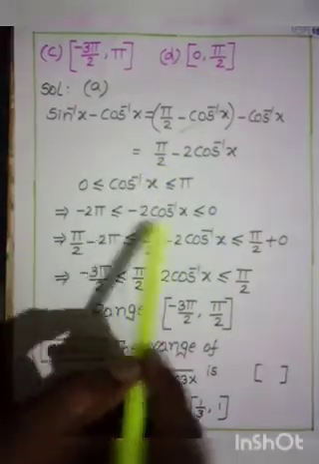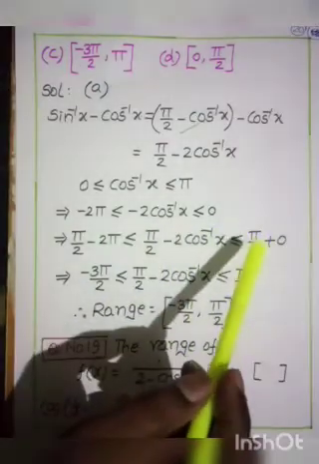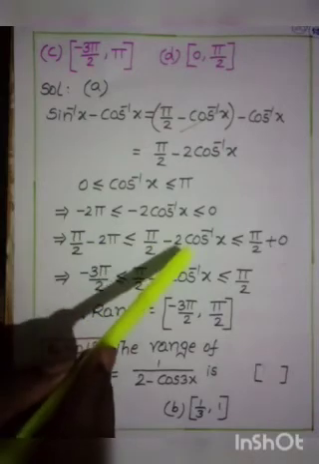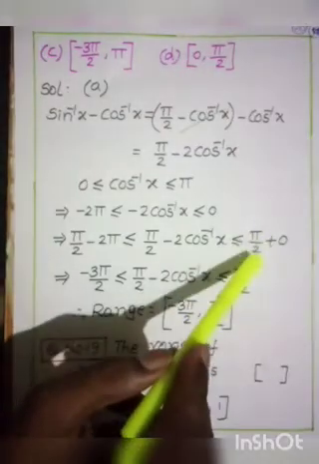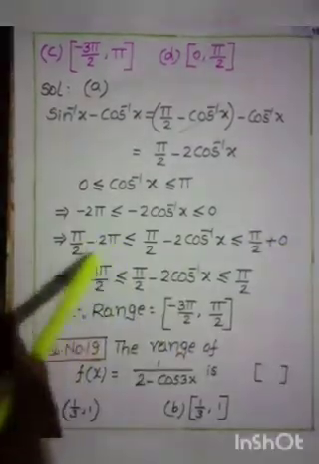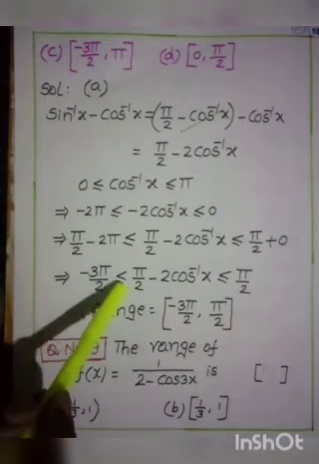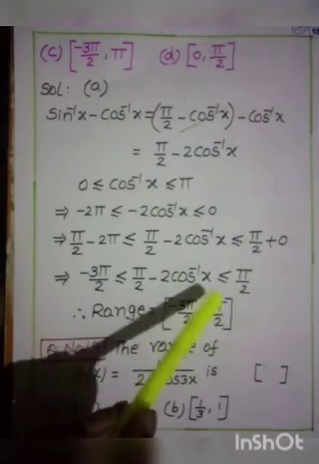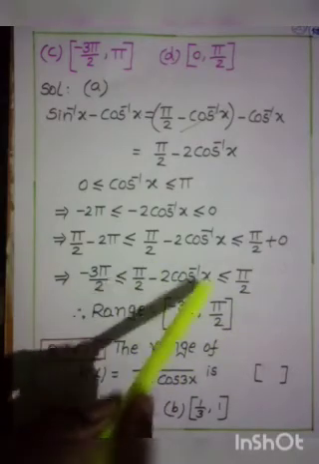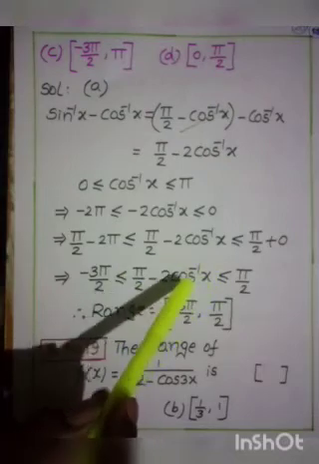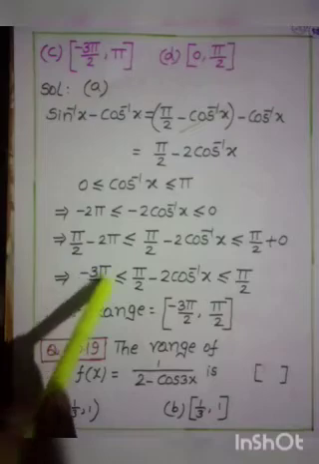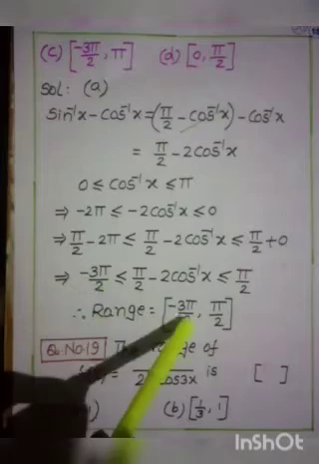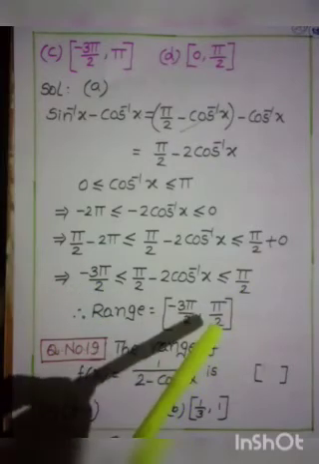And there is pi by 2, so we add pi by 2 on every side of this inequation. This implies pi by 2 minus 2 pi is less than or equal to pi by 2 minus 2 cos inverse x is less than or equal to pi by 2 plus 0. By simplifying these two terms, we get minus 3 pi by 2 less than or equal to pi by 2 minus 2 cos inverse x less than or equal to pi by 2. Understood this step, my dear children? So the function value is lying between minus 3 pi by 2 and pi by 2. Therefore, range is equal to closed interval minus 3 pi by 2 comma pi by 2. Understood the question, my dear children?